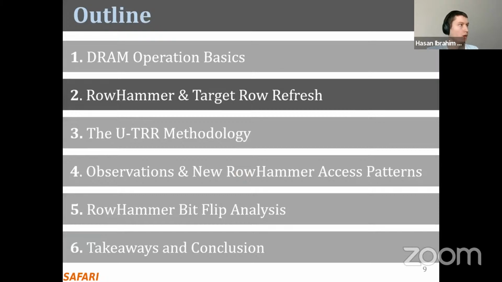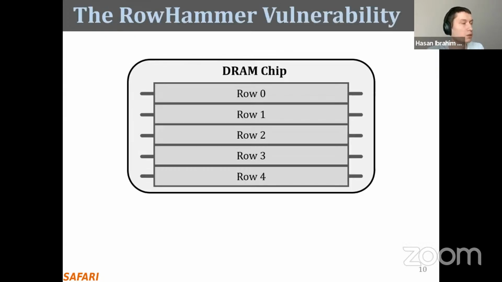Okay, moving on to RowHammer and target row refresh. This is also some sort of background slide that we will cover. Very quickly again, let me define what the RowHammer problem is. Here, let's assume that we continuously open and close row 2. So we perform this operation many times.